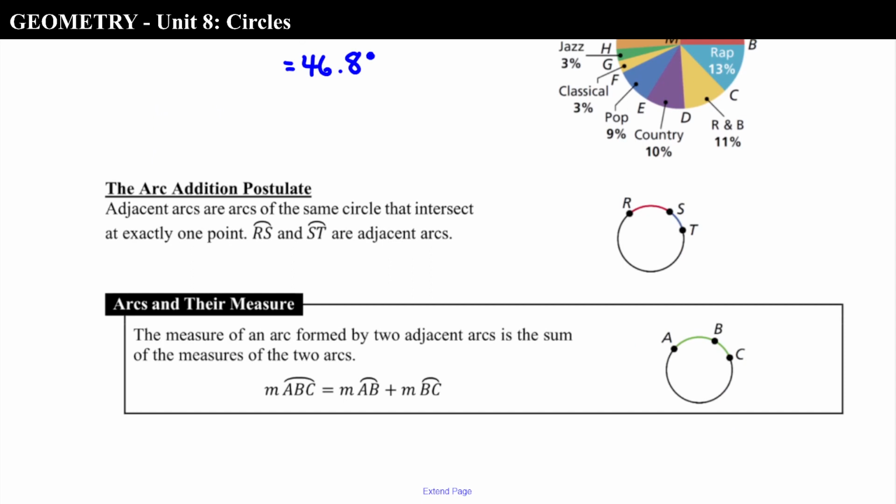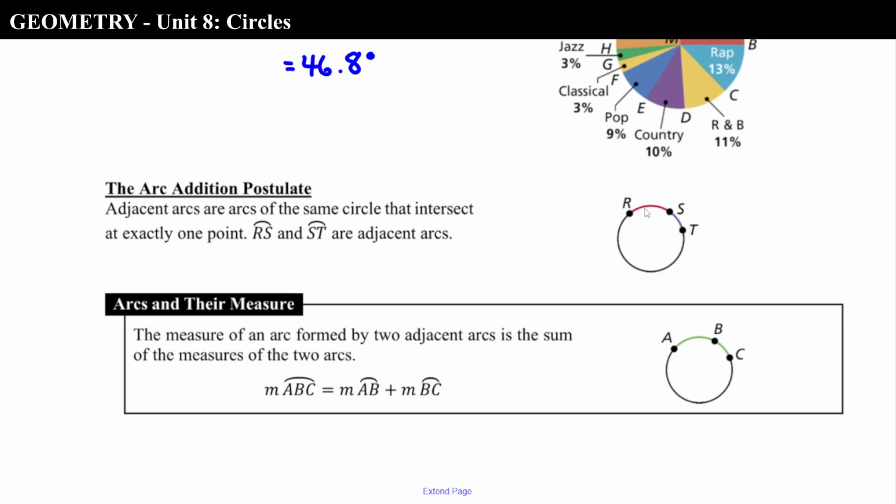All right, now let's talk about the arc addition postulate. So if you remember back in Unit 1, we had segment addition and we also had angle addition. Now we're adding another type of addition, and that is the arc addition postulate. Adjacent arcs are arcs of the same circle that intersect at exactly 1 point. So here, RS and ST are adjacent arcs.